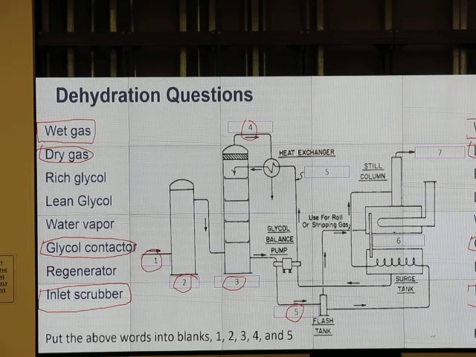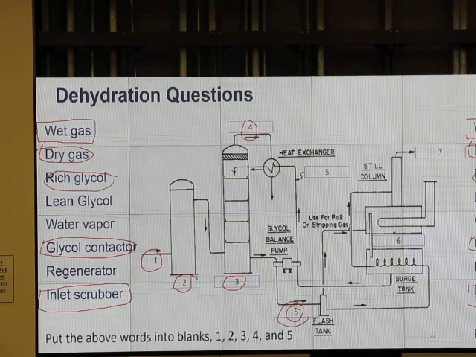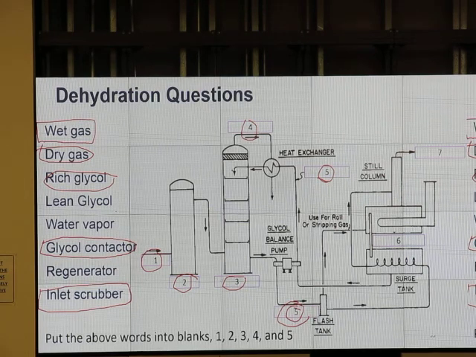Number 5 on the bottom. Rich glycol. Okay, correct. Number 5 on the top, lean glycol or water vapor? There are 2 choices. Are you ready? The exam is coming. Lean glycol. And number 7 will be water vapor.